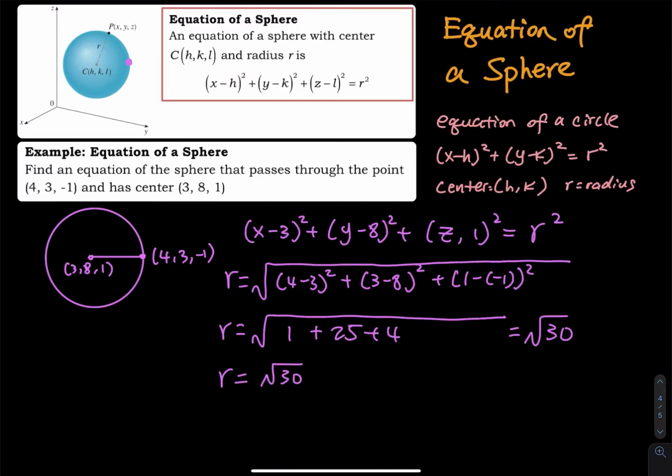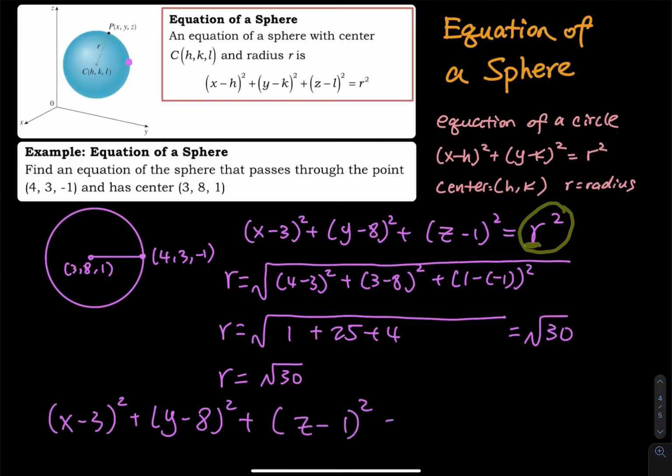This is the mistake that my students make all the time. The formula has an r squared. Take a look: this is supposed to be r squared, and then you found r. All right, so when you write your final answer, this is (x - 3) squared plus (y - 8) squared plus (z - 1) squared equals the square root of 30, squared. I will just do this.